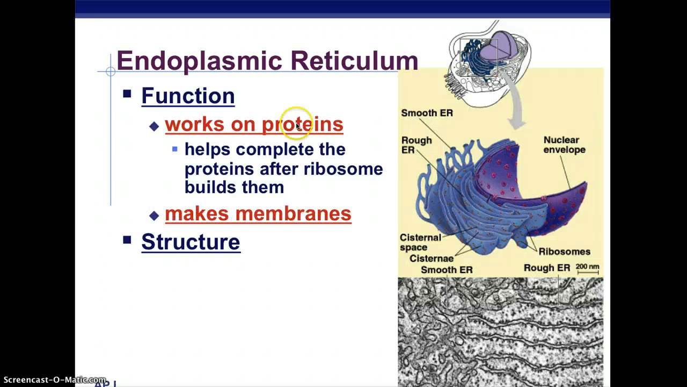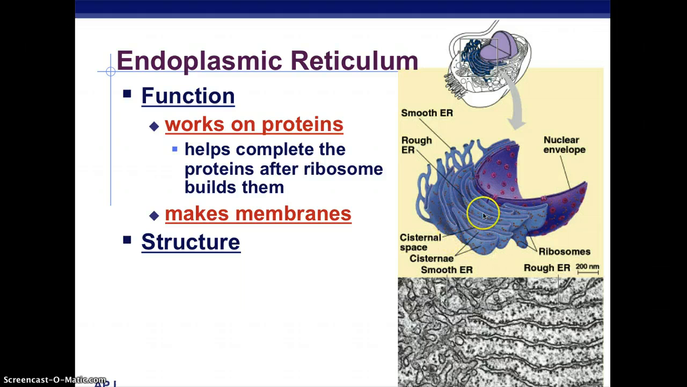It makes membranes. So there's actually two parts to our ER. There's a rough ER that has ribosomes and a smooth ER. The rough ER is what modifies the proteins. The smooth ER is actually for the synthesis of lipids. So the lipids, the phospholipids that'll make up membrane are actually produced by the smooth ER, and it's called smooth because it doesn't have ribosomes on it.